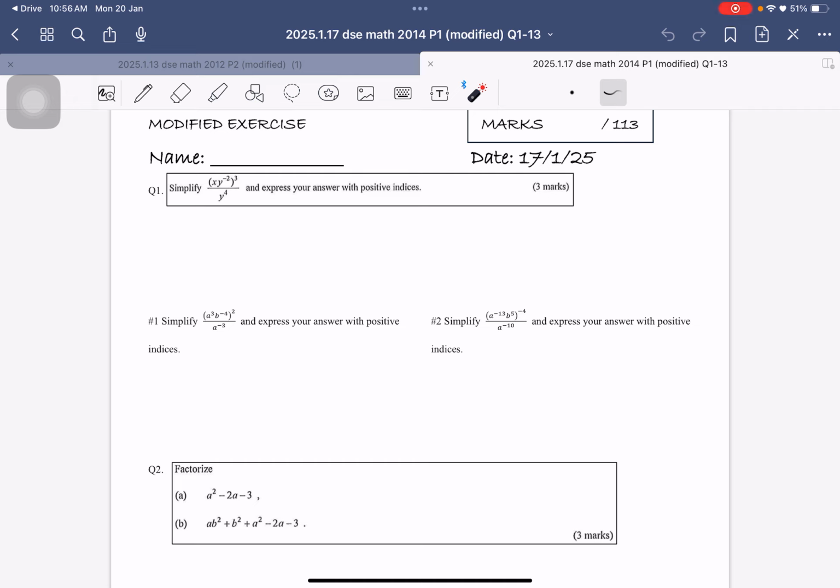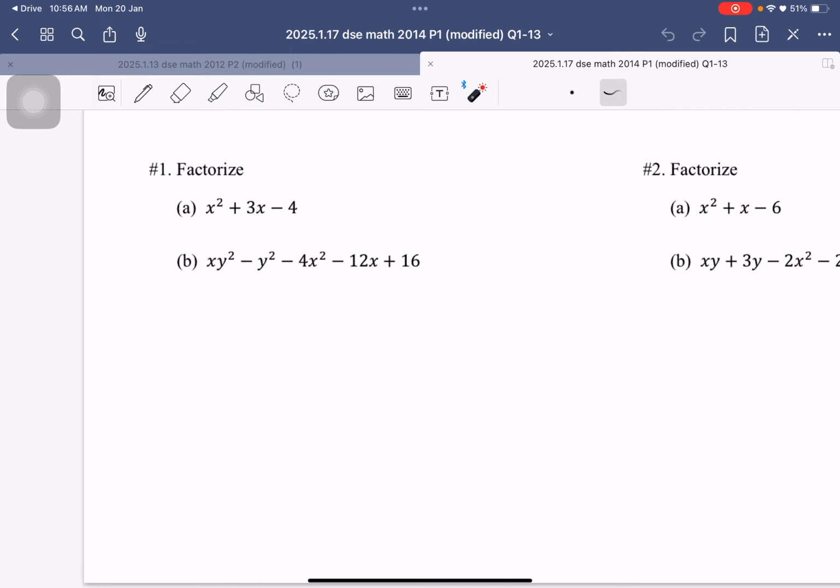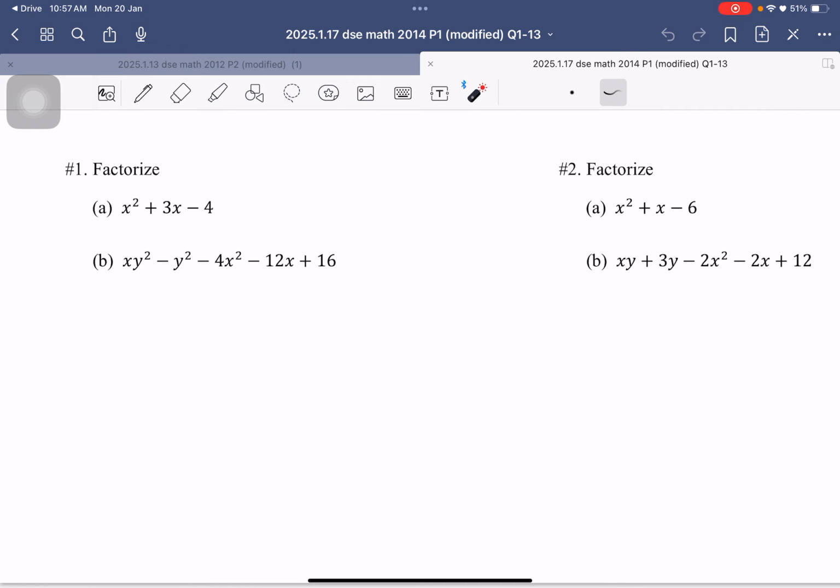Oh, can you see it? Alright, so for the modified question 1, what are we going to do for this one? For 1a, all of you know how to do it, isn't it? It's equal to x plus 4 times x minus 1. But for the second one, Abby, what are you going to do? You group the terms that you have, isn't it?